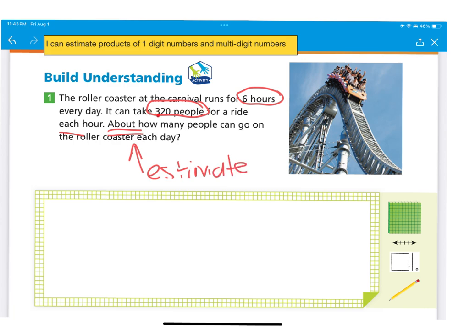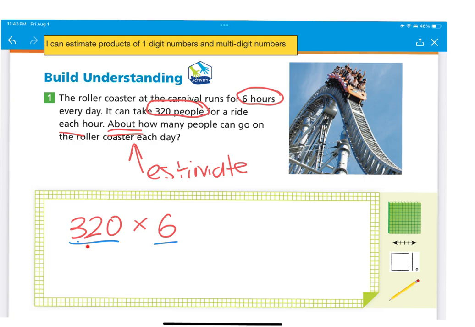We know that this ride can take 320 people in 1 hour, and we are going for 6 hours. So this is going to be a multiplication problem. It's going to look like this, 320 times 6. Now, remember, we are finding an estimate. We don't have to have an exact answer. So what I'm going to do is take both of my numbers here, and turn them into numbers that I can easily multiply in my head. Now, 6 is already done for me. I can multiply my 6 times tables pretty easily.